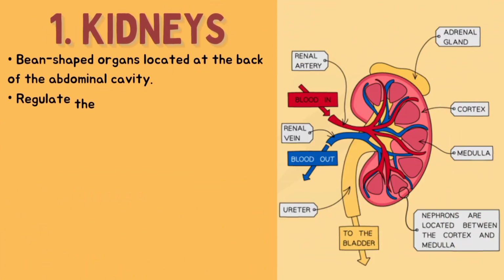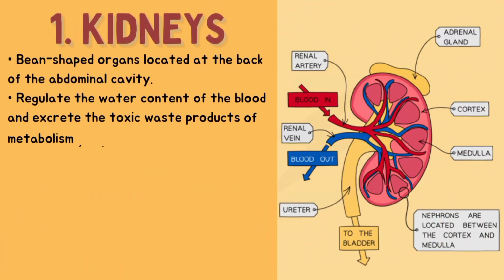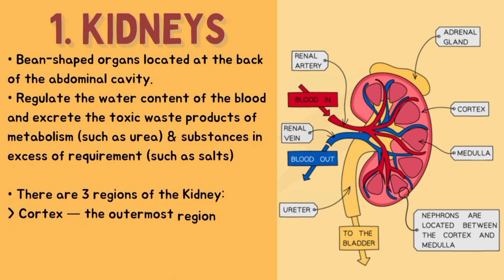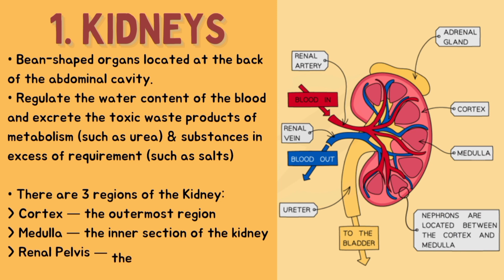The urinary system consists of two kidneys, which are bean-shaped organs located at the back of the abdominal cavity. They regulate the water content of the blood and excrete the toxic waste products of metabolism, such as urea, and substances in excess of requirement, such as salts. The kidneys process approximately 200 liters of blood every day. There are three regions of the kidney: cortex, the outermost region; medulla, the inner section of the kidney; renal pelvis, the tube linking the kidney to the ureter.